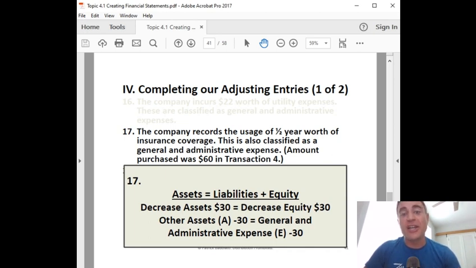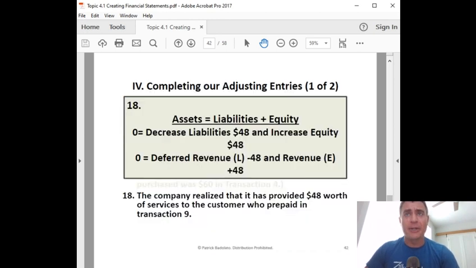My insurance coverage was initially $60. I used up half of it. So now I have $30 that was used up and $30 remaining. I have to reflect that economic reality.